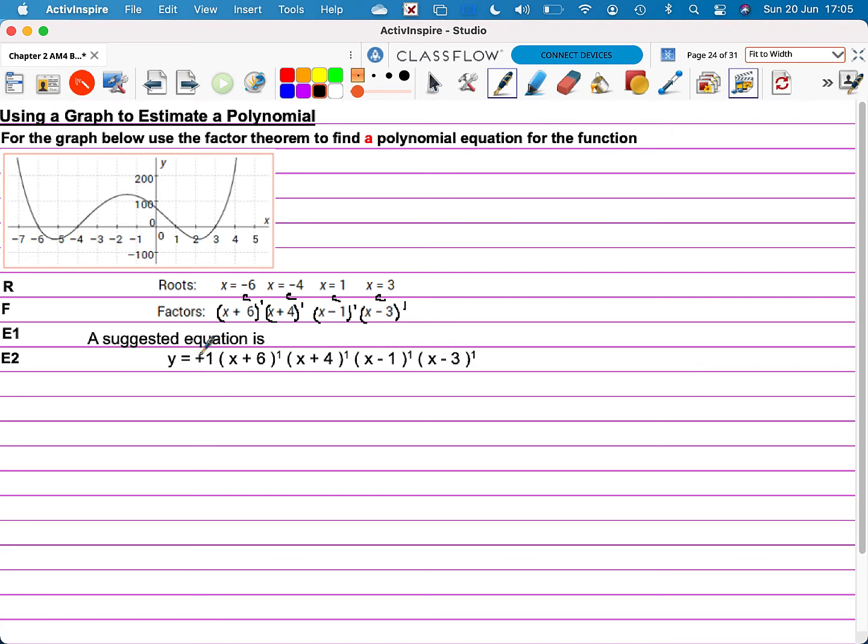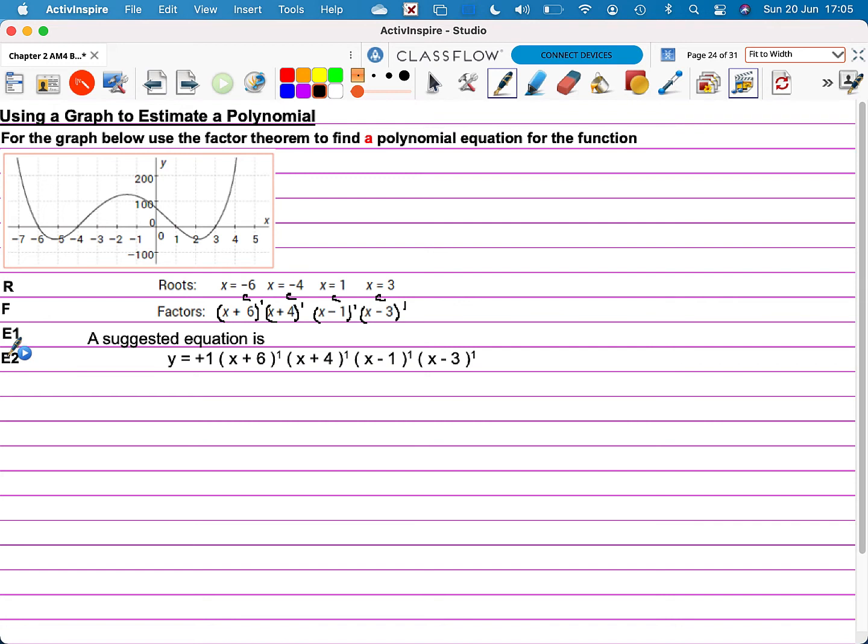Now, where does the plus come from? Well, because it's increasing at the end, as x goes on forever, it becomes a larger and larger positive number. Y becomes positive, so therefore it's going to be a positive graph. Because we don't know exactly where it cuts the y-axis, we put the value in here equal to 1. Now that is the equation, and that should get you full marks in the exam.